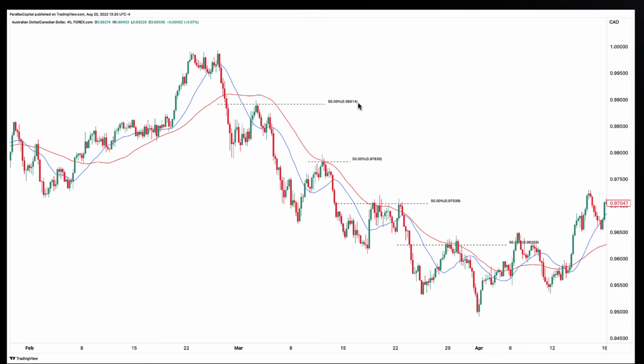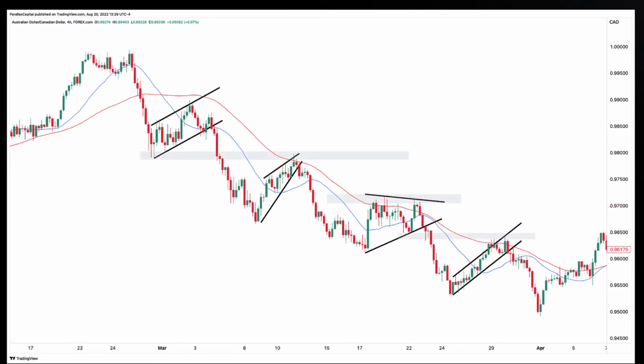If I look at this example here where we retraced to 98.91 in Aussie Canada, we poked a few pips above that level. That doesn't mean that the Fibonacci level is no longer valid as resistance. Okay. And now here, finally, we're going to be taking a look at how these corrective sequences can be traded.